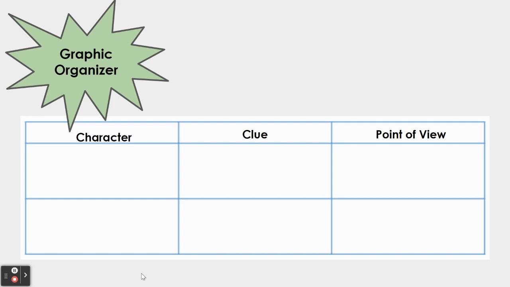The second column is labeled clue. That is where you will tell me what you read in the story that told you their point of view. Was it something they did, meaning their actions, something they said in dialogue, or something they thought? A clue that led you to their point of view. The last column.